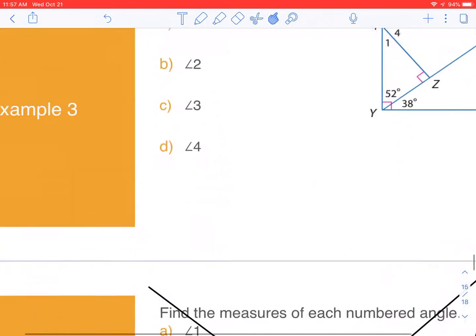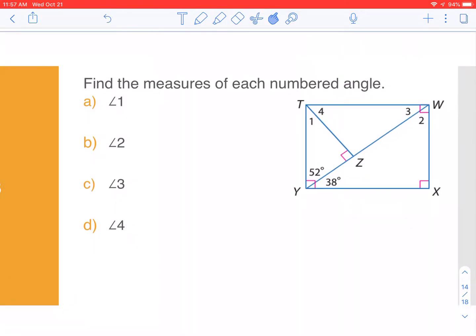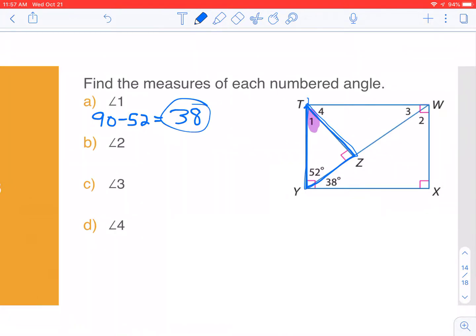So on our last slide here, we're going to find the measure of each angle. So let's look at angle 1. It's in a right triangle, which I'm going to highlight or put a box around. Of course, now I have to make my pen thicker. That triangle right there. So to find angle 1, I do 90 minus 52, and I'm going to get 38. So angle 1 is 38.